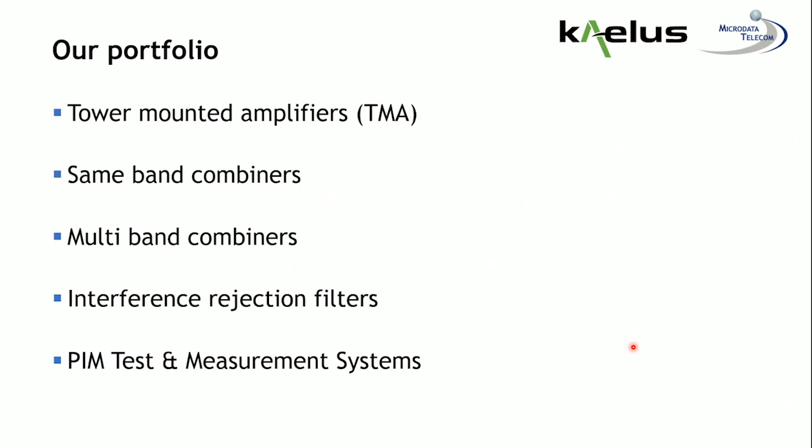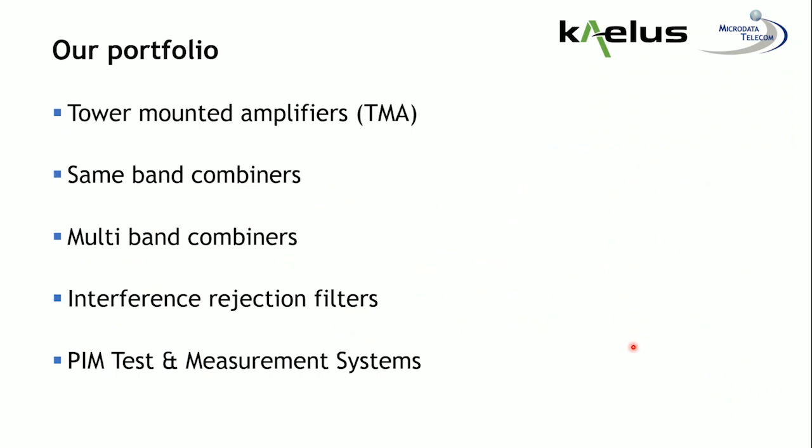Our portfolio consists of tower-mounted amplifiers, single band and multiband, dual band and triple bands, and several other versions. Same band combiners, when we add two systems in the same band. Multiband combiners, that is what we often call diplexers, triplexers, pentaplexers, etc. We also have a broad range of interference rejection filters that is needed for collocation of many systems.